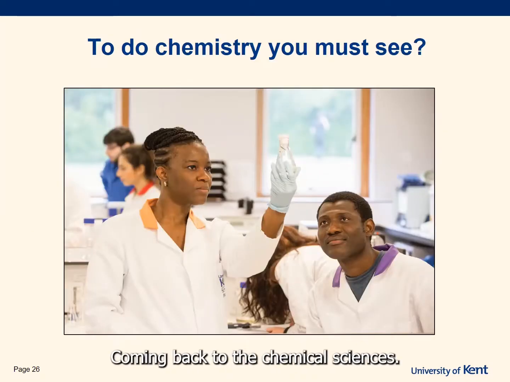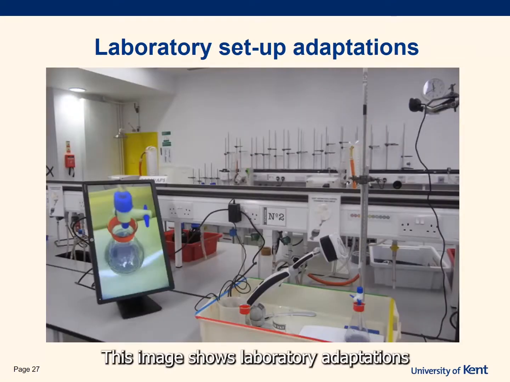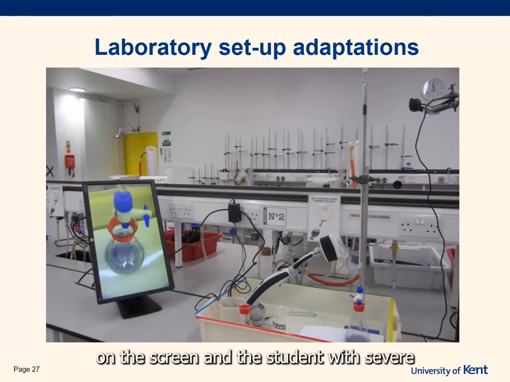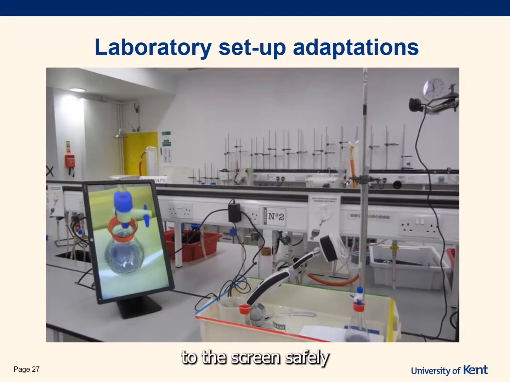Coming back to the chemical sciences, I said earlier that sometimes individual or bespoke solutions may be required. This image shows laboratory adaptations whereby a webcam was used to capture a reaction flask. The reaction flask was displayed on a screen, and the student with severe visual impairment could get as close as they needed to that screen safely and use what residual vision they had to follow that reaction.